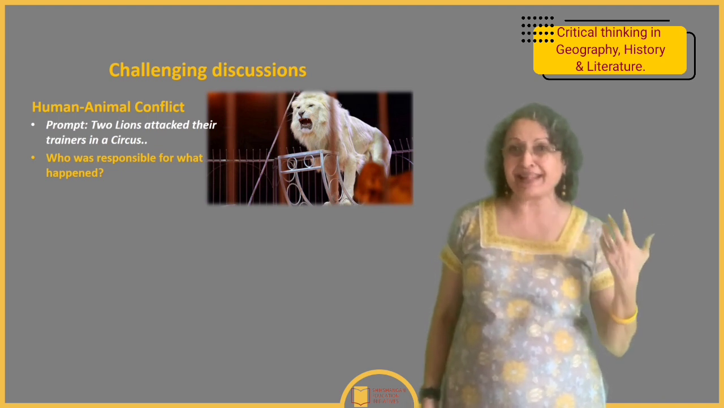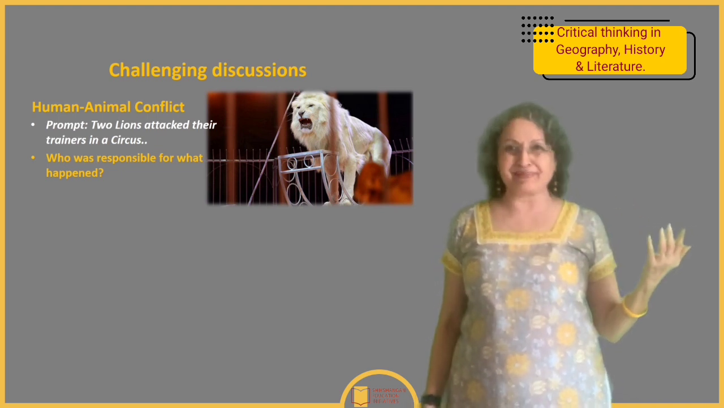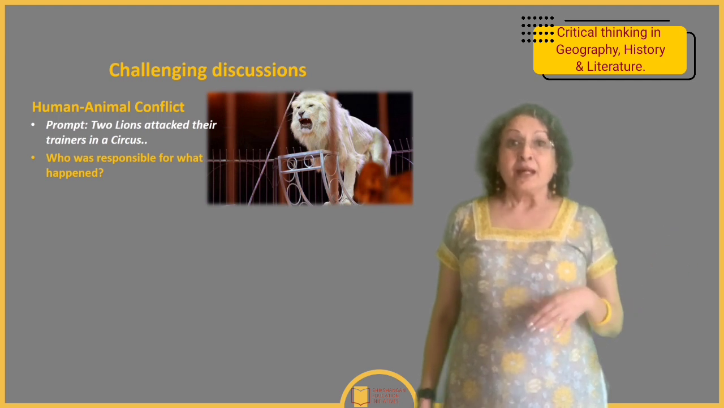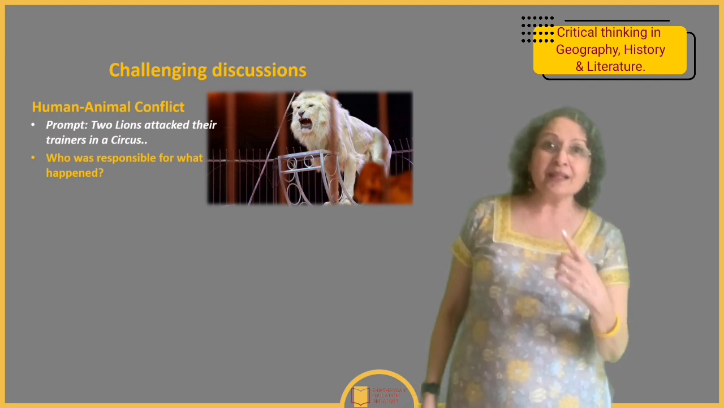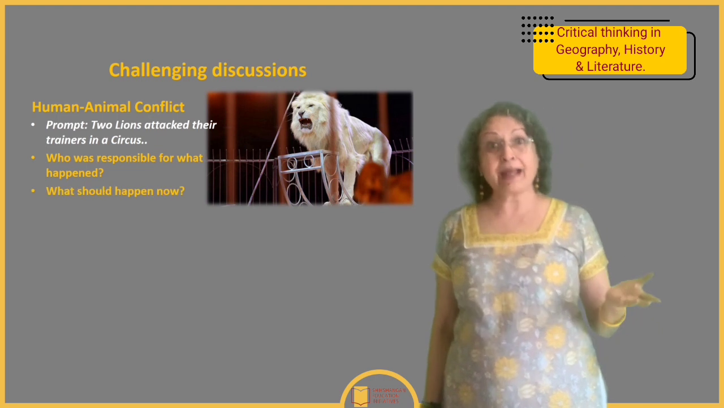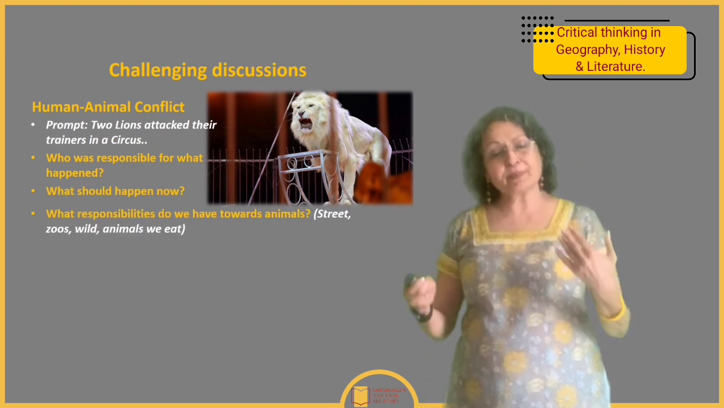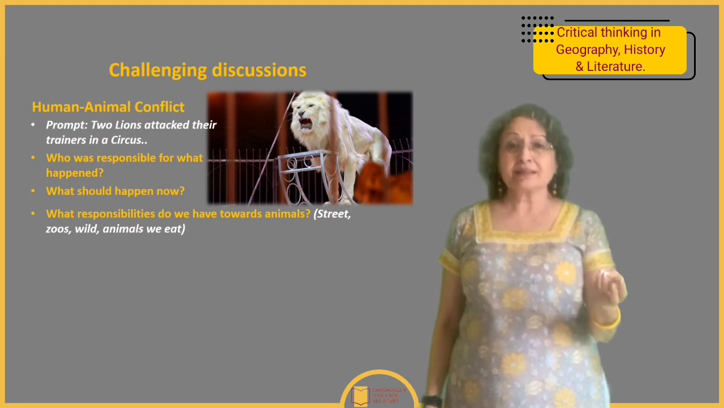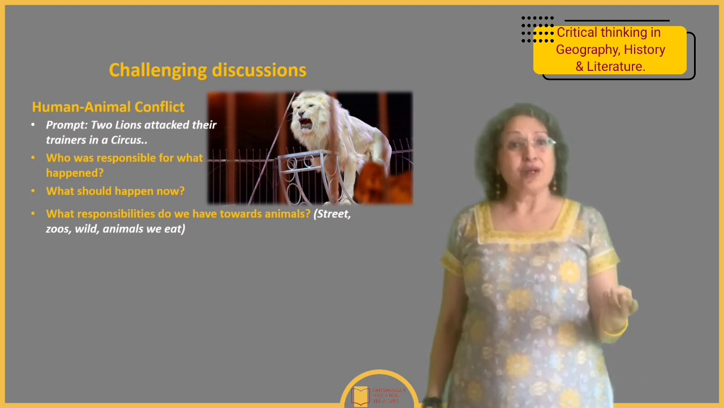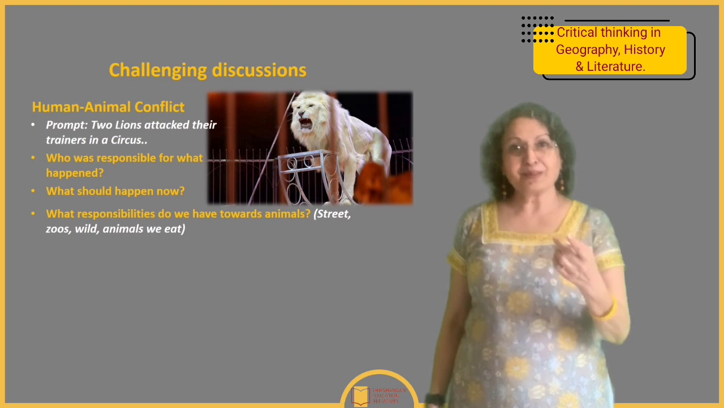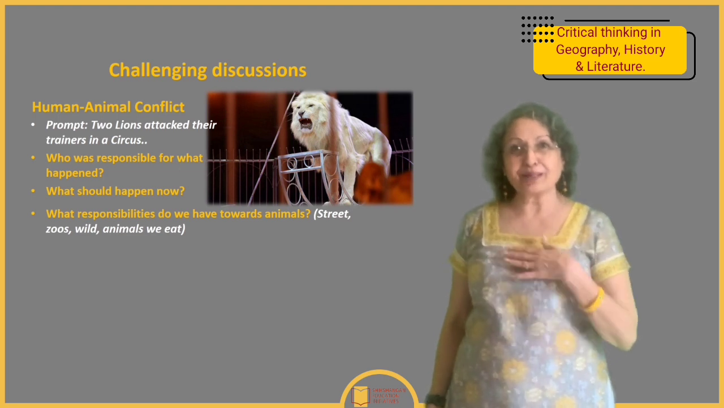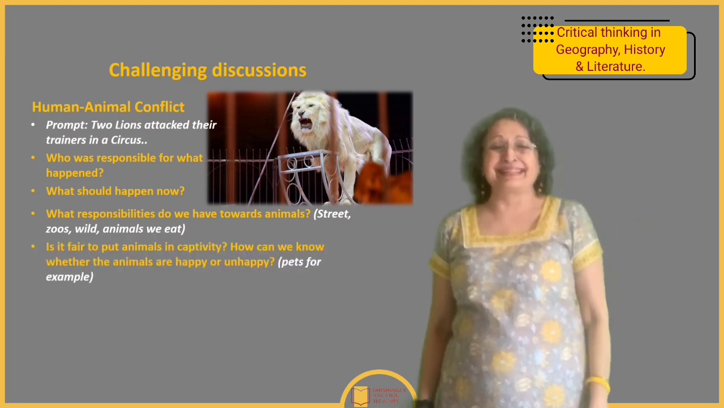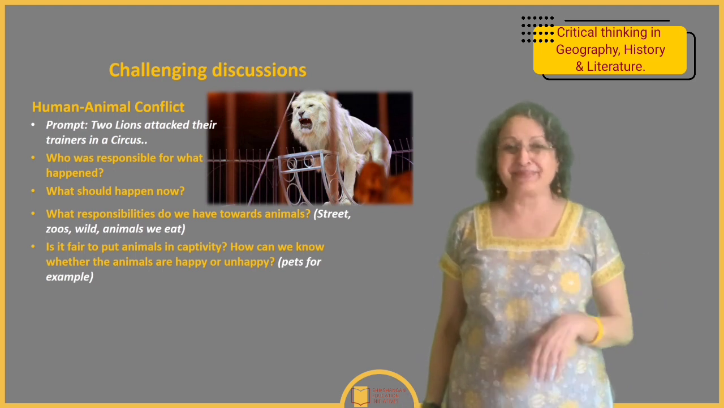What is your perspective? We are building perspectives when we do critical thinking. So who was responsible for what happened? What should happen now? What responsibilities do we have towards animals? Street animals, animals who kept in the zoo, wild animals, also the animals you eat. You, not me. I'm a vegetarian. All right. What responsibility do we have?